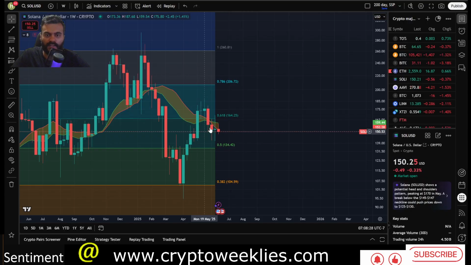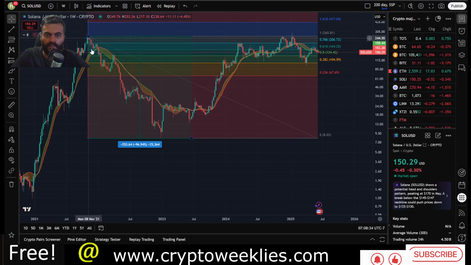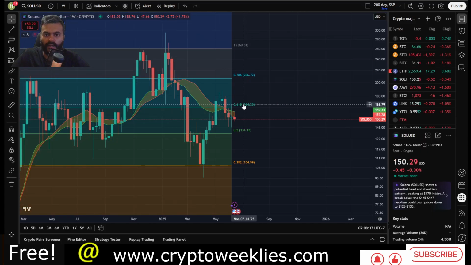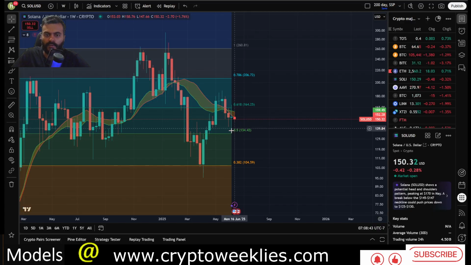Right now the prices are also at a key juncture, slightly lower than the 0.618 Fib level from the 2021 high to 2022 lows at $164. If there is a further pullback, the next area of support for the Fibonacci levels is at around $134.